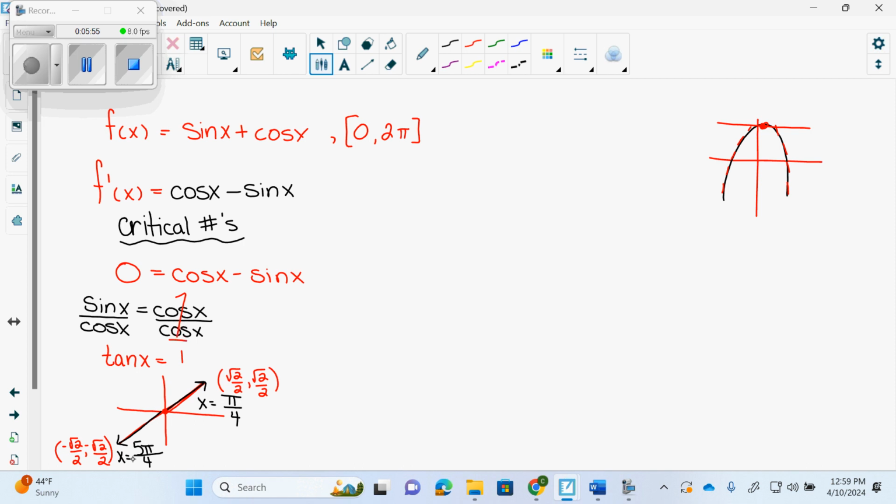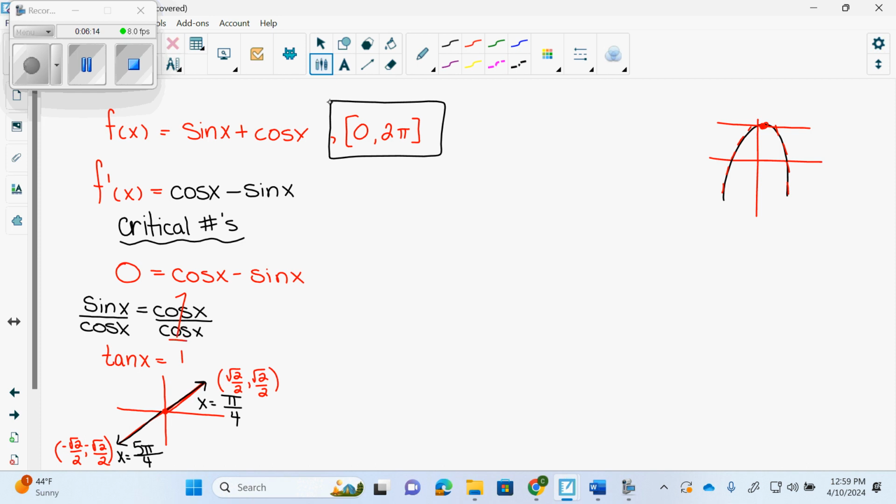You add pi to it, and you want it between 0 and 2 pi. We want only the answers between 0 and 2 pi, and those are the only two places where tan x will come out as positive 1. So those are going to be my critical numbers.